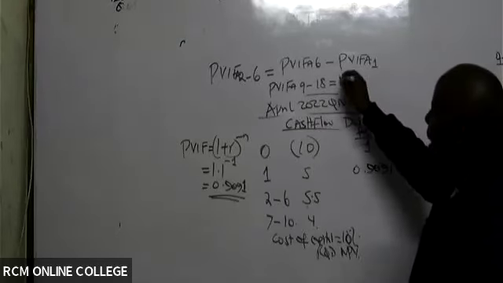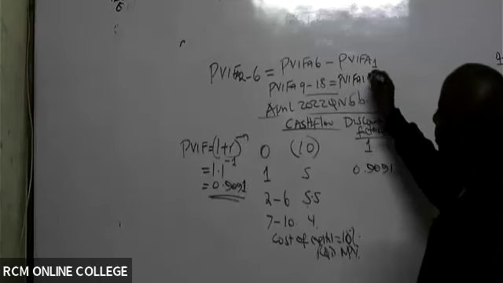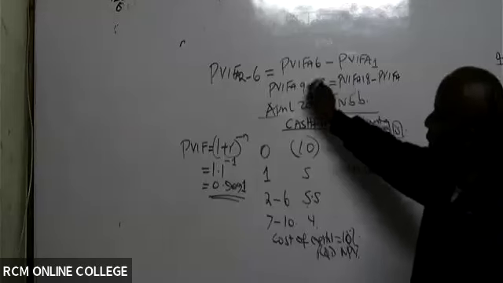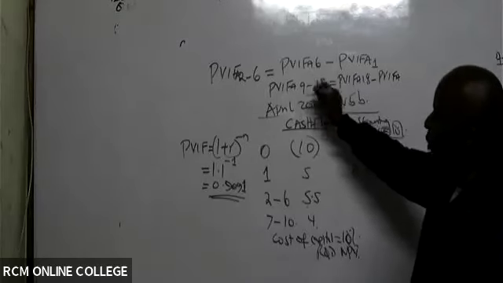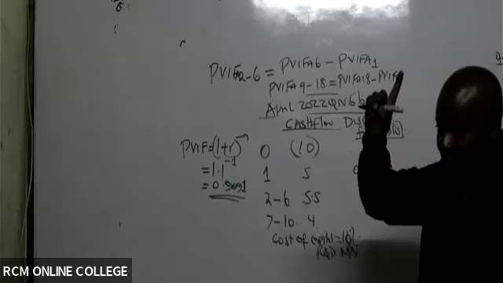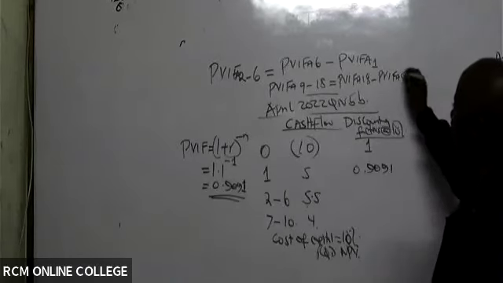For the upper limit, I will take PV for 18 minus PV for who? PV for, of course, the lower limit is where I'm already at. For the lower limit, always, the way I master it, I'll always take this lower limit minus 1. I get PV for 8, like that.